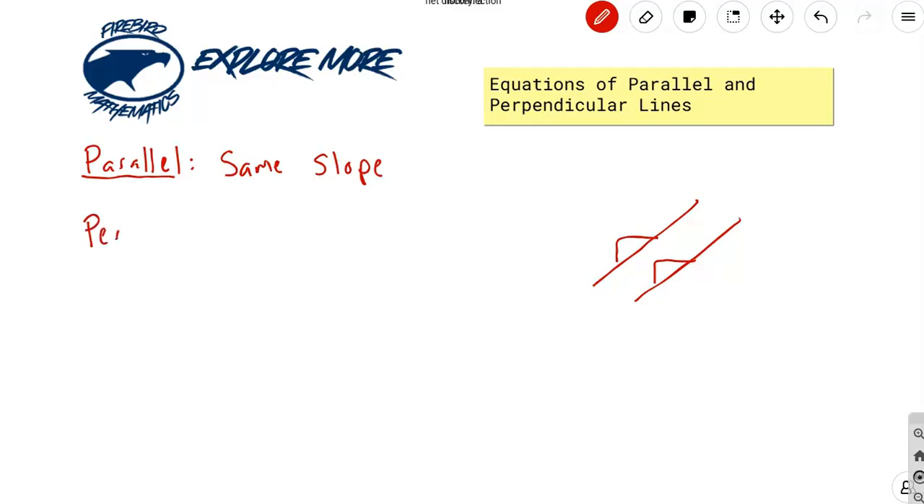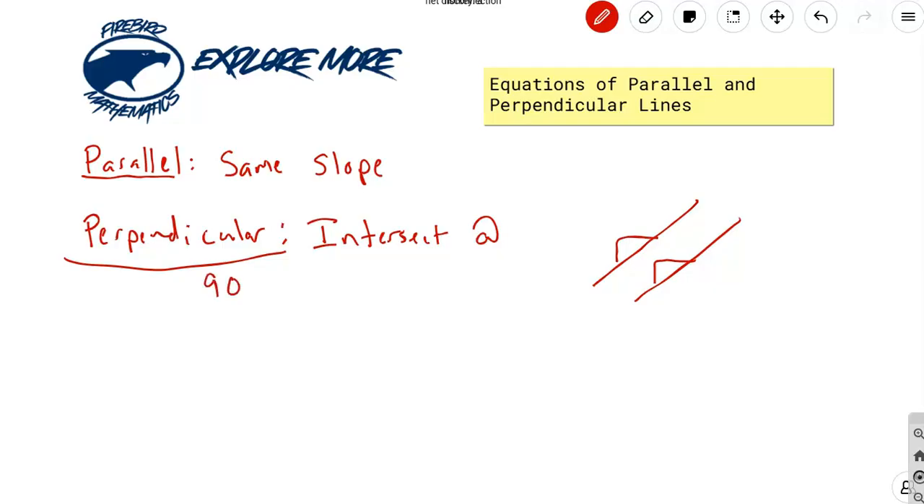And then perpendicular lines. So these are lines that intersect at a right angle. So they cross each other, they intersect at a right angle. A right angle is a 90-degree angle. Okay, so if we graphed some perpendicular lines, not only would they cross, but when they cross, they would make a perfect right angle, a 90-degree angle. Okay, and so you can see their slopes are definitely not the same, but they are connected to each other.